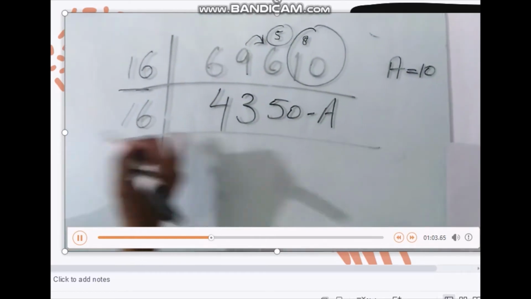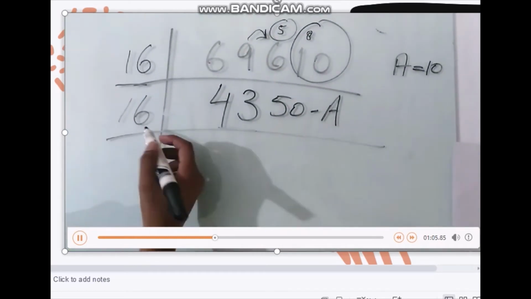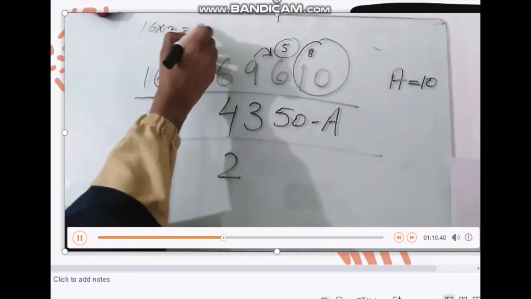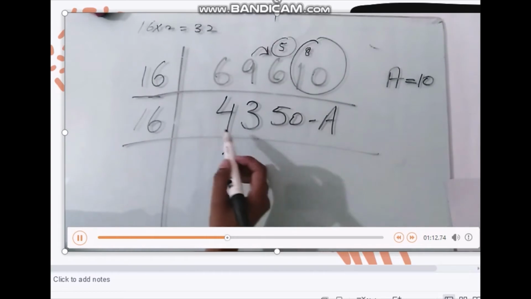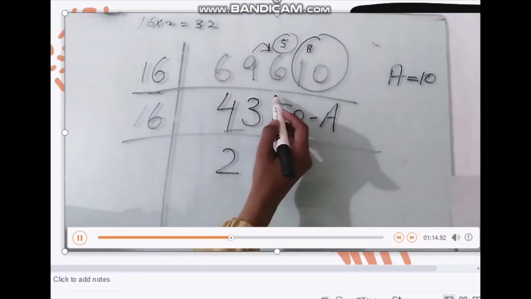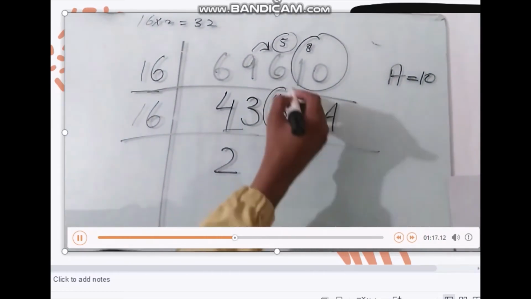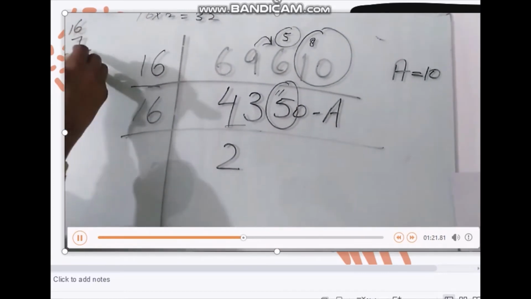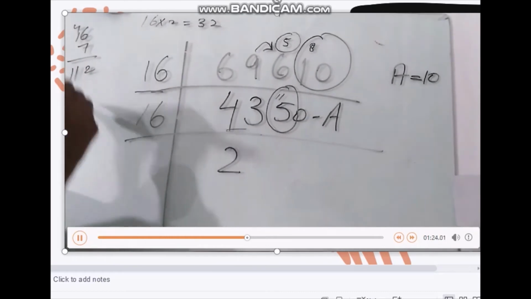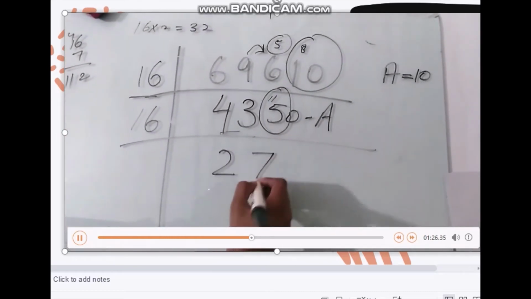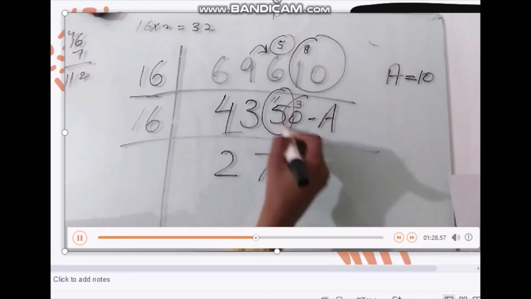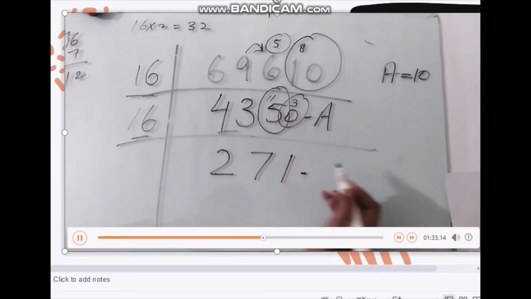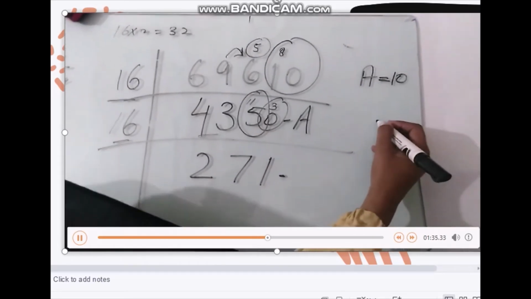In the second step, the first number is 43. So we write 16 twos are 32. So we write 32 here. But if we minus 32 from 43, the remaining number is 11. Now the next number becomes 115. If we multiply 16 with 7, we get 112, so we write 7 here. Now the remaining number is 30, but 30 doesn't come in the table of 16, so we write 16 ones are 16. So the remaining number is 14.